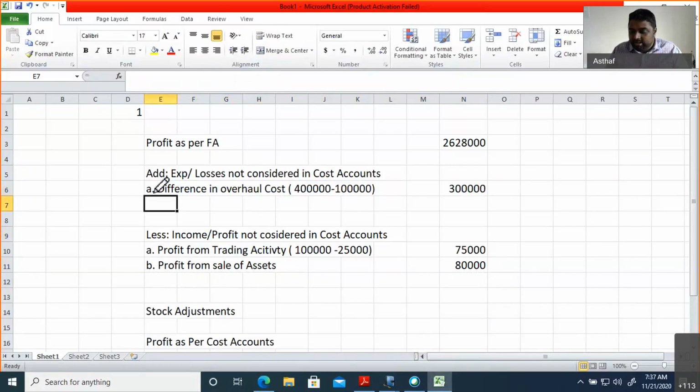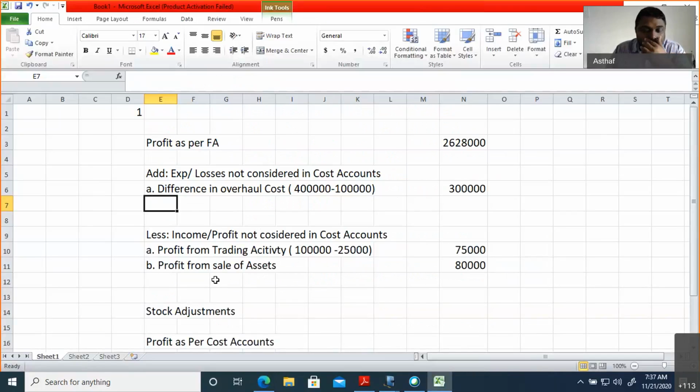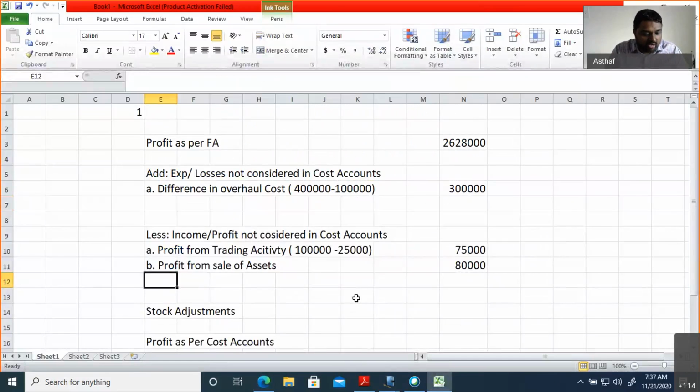We have already discussed that cost profit will be more. So whatever item makes cost profit more, we have to add. What is the next item? Interest on investment. So that will also come here.